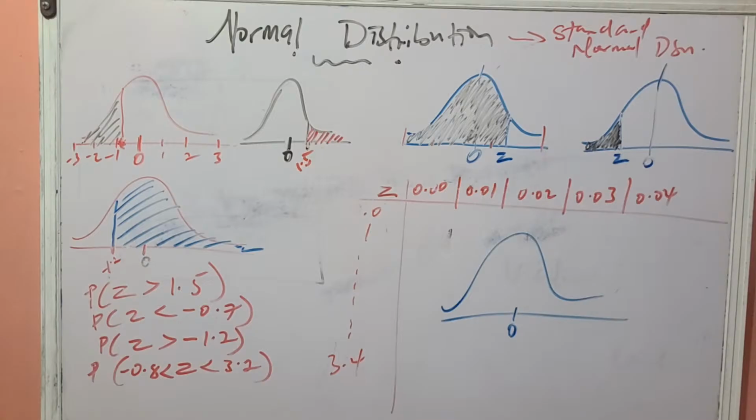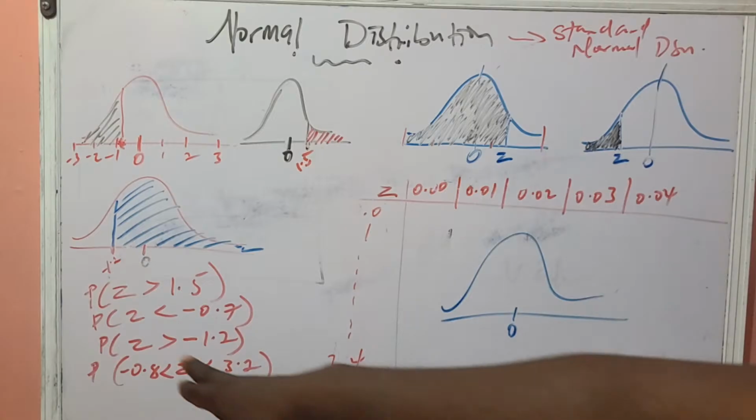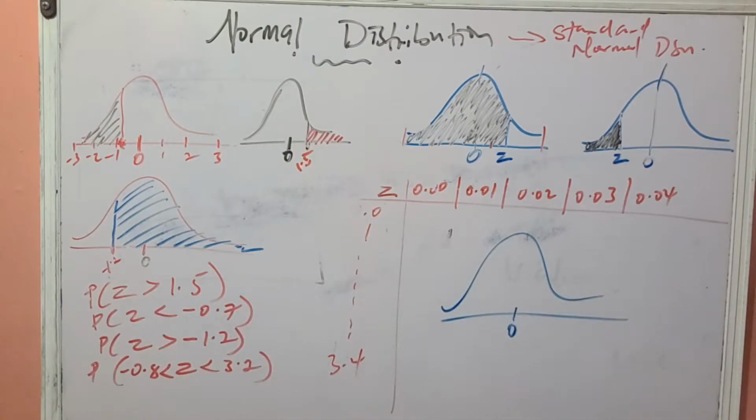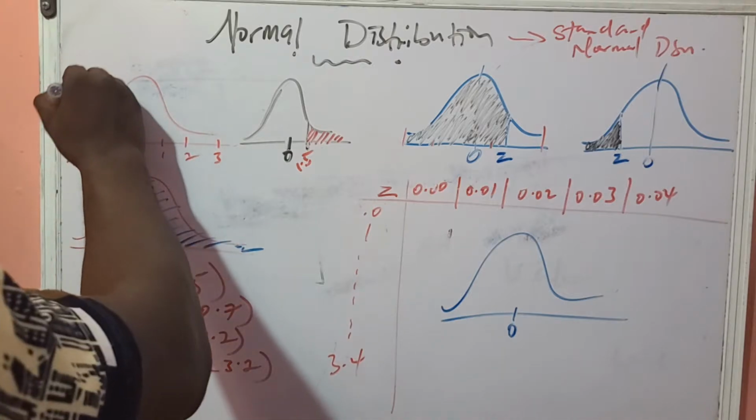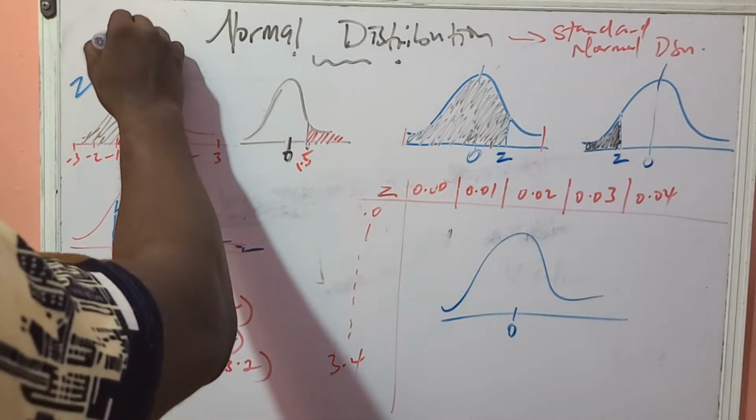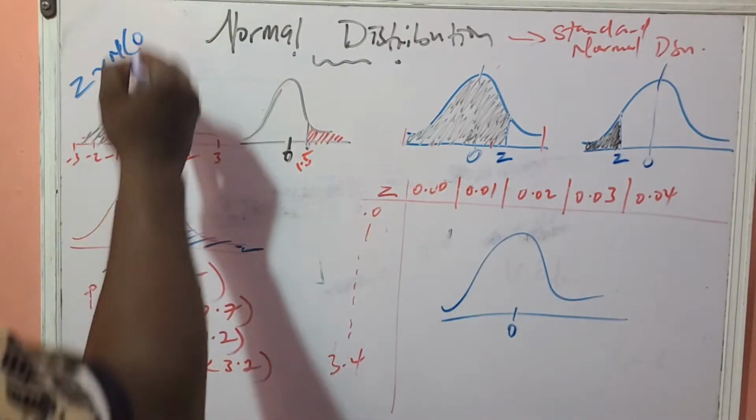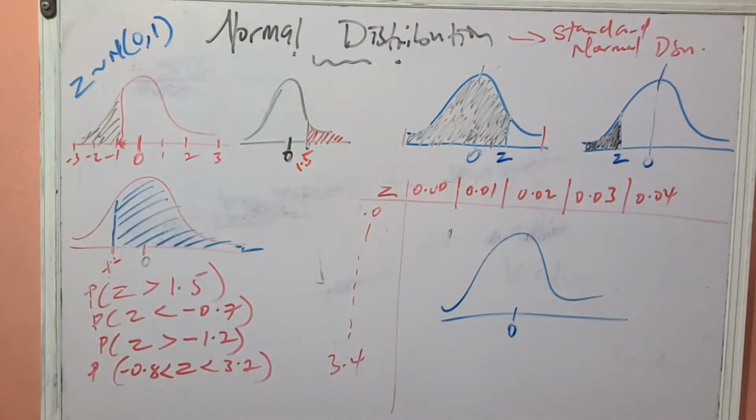But don't forget, we're dealing now with a standard. You can see I'm dealing with Z, Z, Z. And I told you guys already that Z represents a standard normal distribution. Z is a special type of normal distribution with a mean of 0 and a standard deviation of 1. All right, and as I told you already, this is a standard normal distribution.